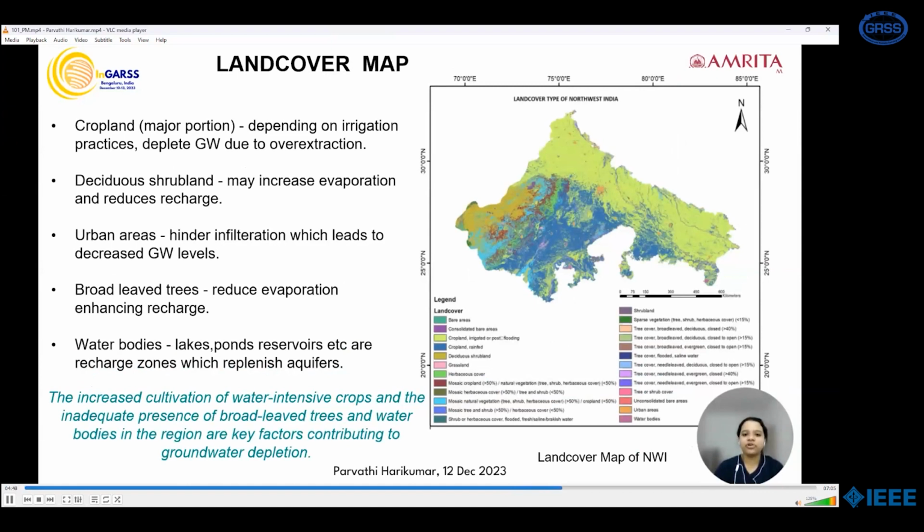Deciduous shrubland, while contributing to increased evaporation, tends to reduce recharge, impacting groundwater levels. Urban areas with impervious surfaces hindering infiltration contribute to a decline in groundwater levels. Areas with broad-leaved trees play a positive role by reducing evaporation and enhancing groundwater recharge. Water bodies such as lakes, ponds and reservoirs serve as vital recharge zones, replenishing aquifers. The overall scenario indicates that the increased cultivation of water-intensive crops and urbanization, coupled with the insufficient presence of broad-leaved trees and water bodies, stands as a significant factor in the depletion of groundwater in the region.